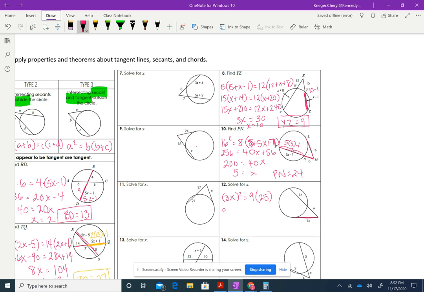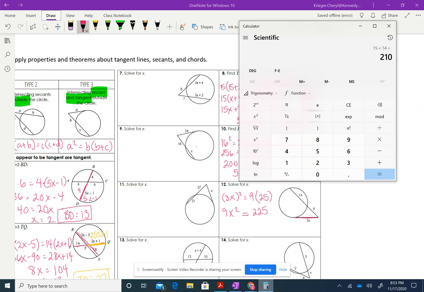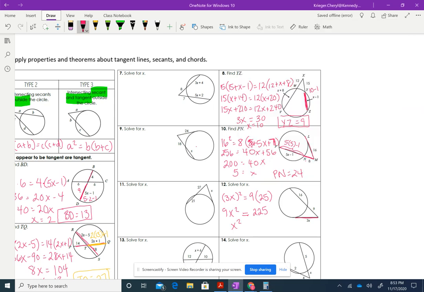Okay, so that's 9x squared, if I'm squaring that whole term. 9 times 25, well, if I have 25 cents times 9, that's $2.25. So 225 divided by 9 equals 25. And that means x is, I take the square root, 5. Okay.